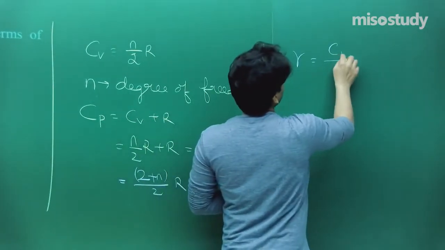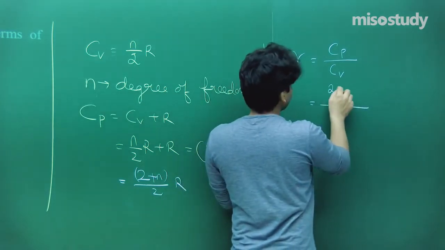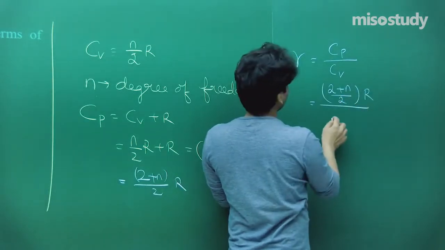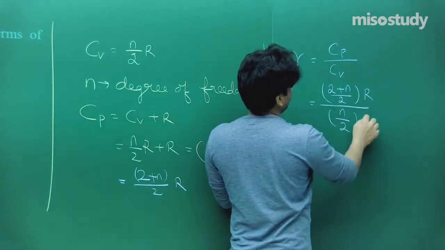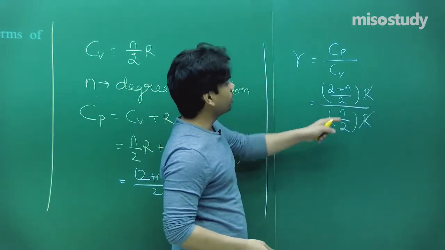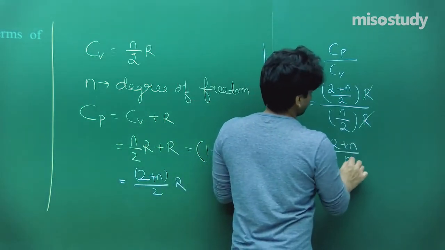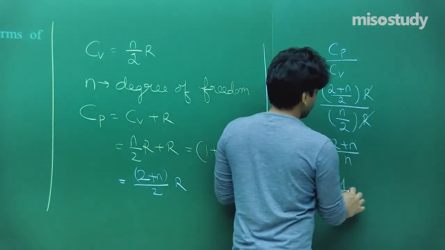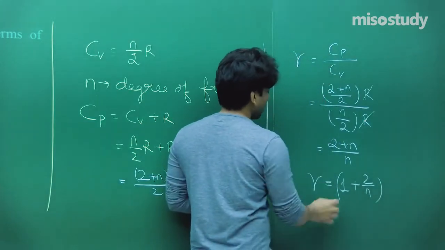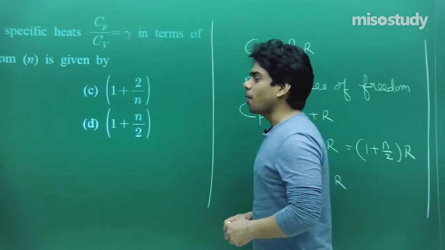Gamma is equal to Cp by Cv, that is (2 plus n) by 2 R, divided by n by 2 R. Clearly you can see that R and R can be cancelled out, and this 2 and 2 will be cancelled out, and we will be left with (2 plus n) by n. So if we simplify this, it will come out to be 1 plus 2 by n. This is the value of gamma, that is the ratio of Cp and Cv, 1 plus 2 by n. Let's quickly check the option that's matching.